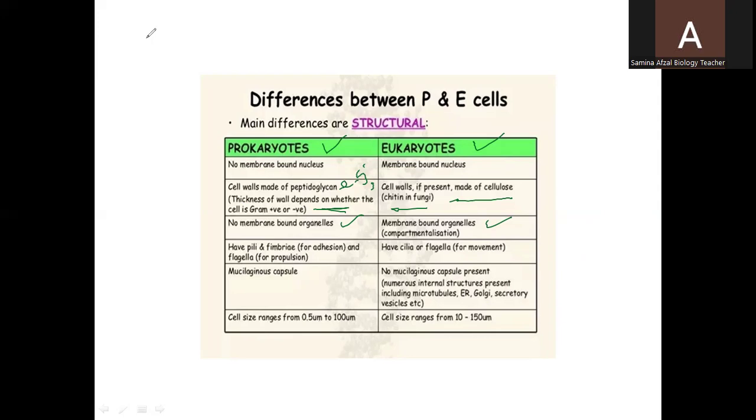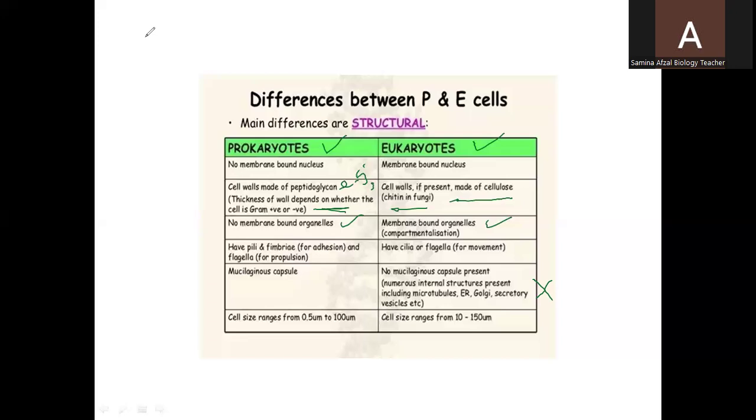Whereas in eukaryotes, cilia or flagella are present for movement, as a locomotive organ, for locomotion. A mucilaginous capsule, a protective capsule, is only present in some prokaryotes, not in all prokaryotes, but in eukaryotes there is no need for this mucilaginous capsule.